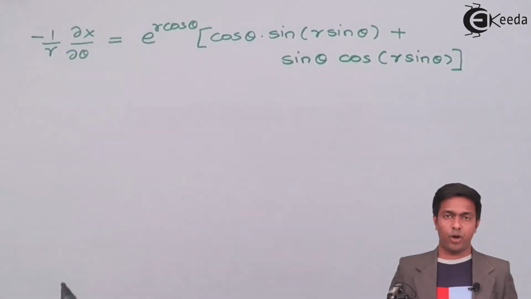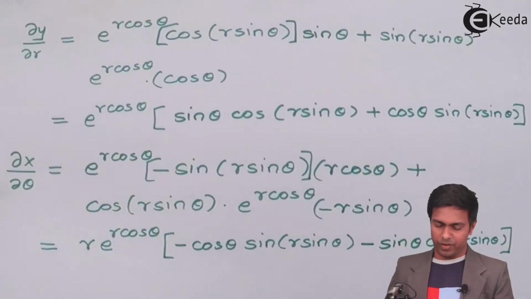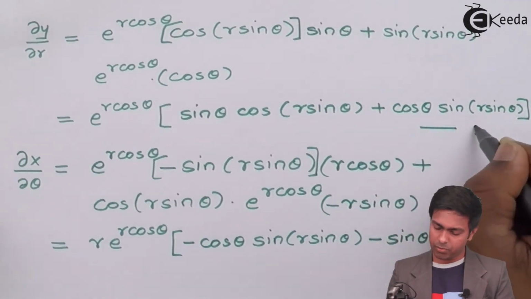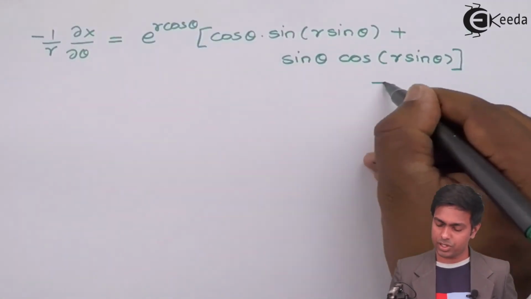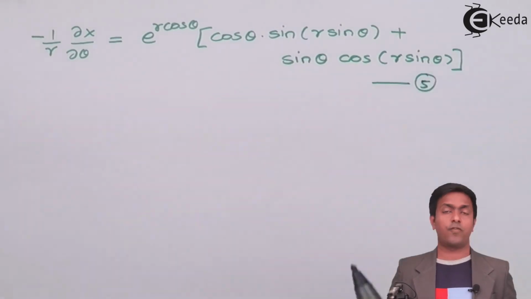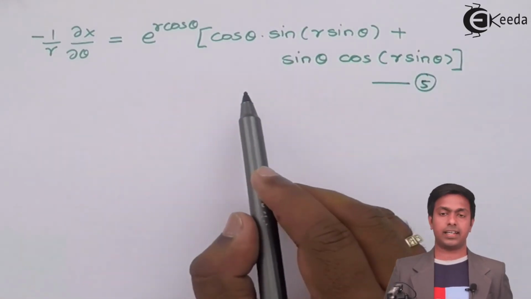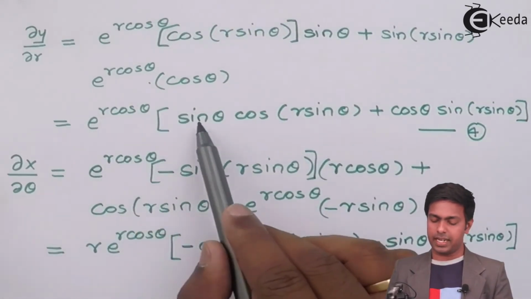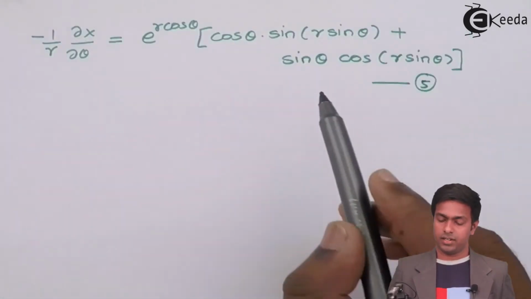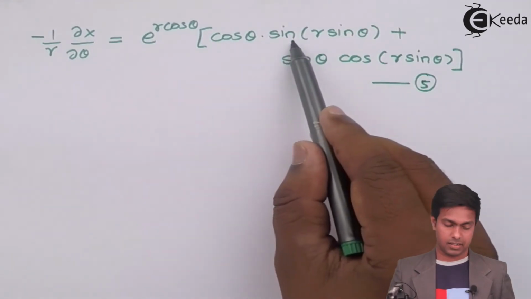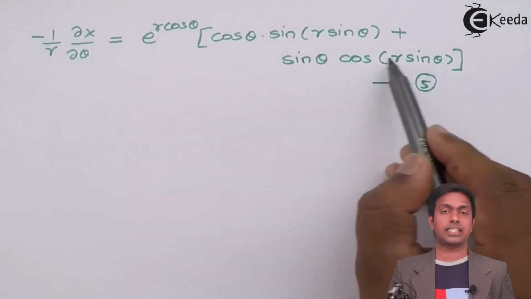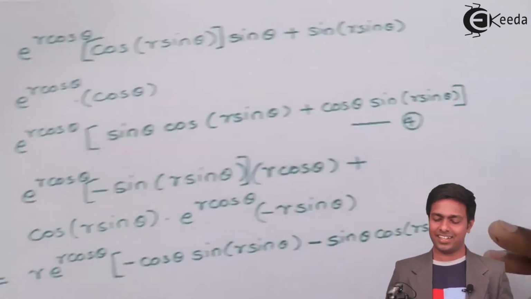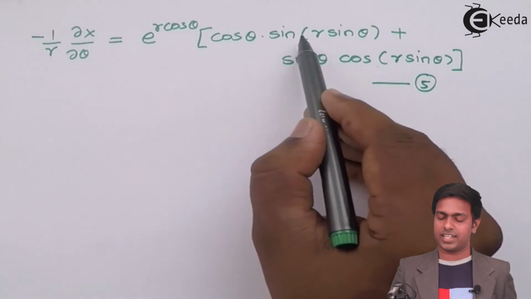Now guys, if you observe this result with the value of del y by del r, let's call this equation number 4 and this equation number 5, then you'll find that the right hand side is exactly the same. Here we got e to the power r cos theta. Similarly, one term is sin theta cos of r sin theta, the first term, and the second term is cos theta sin of r sin theta.